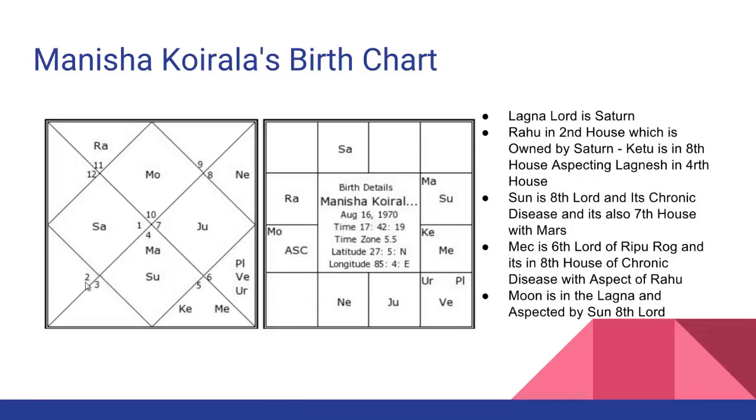The 6th house is also known as the house of reproduction, and here it is in the house of chronic disease, the 8th house. So Mercury, lord of the 6th, is there in the 8th house, again having an aspect of Rahu and Ketu. Moon is the Lagnesh, and it also has an aspect from Sun, the 8th lord.